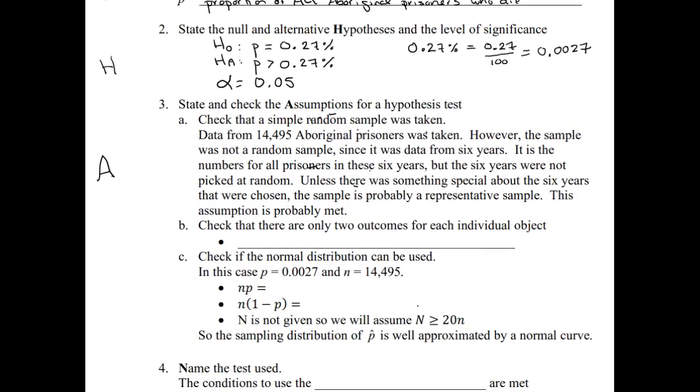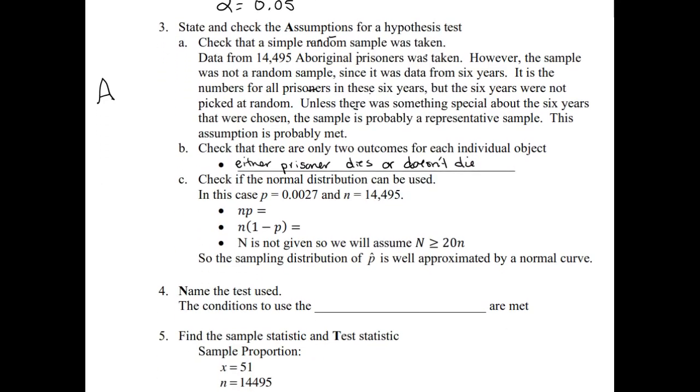The second condition for qualitative data is that each object can only go into one of two categories. So in this case, our object was a prisoner, and either a prisoner dies or doesn't die. So we have just two categories. And then we're going to check the conditions to see if the normal distribution can be used instead of the binomial distribution. Again, we've got several conditions that need to get checked there.